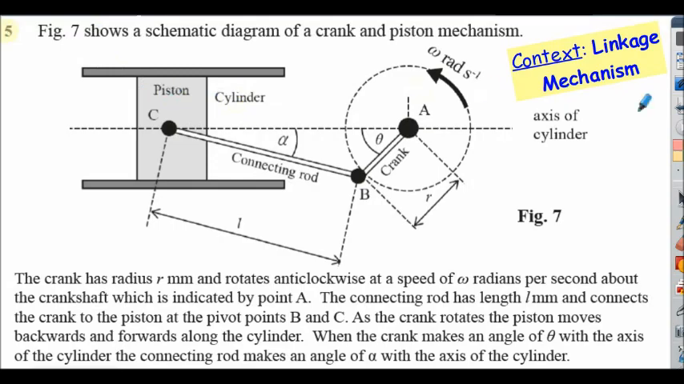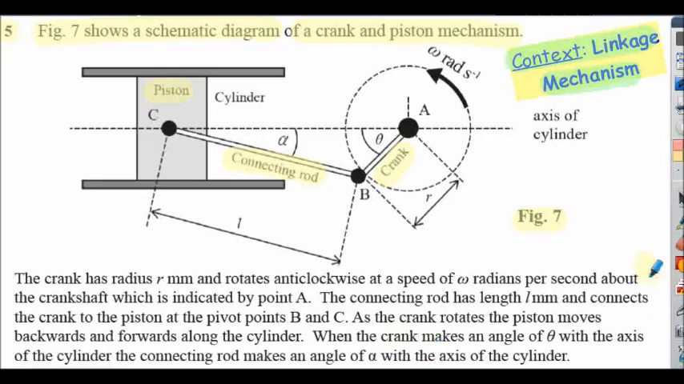Here's question 5. Context here relates to linkage mechanisms. So figure 7 below shows a schematic diagram of a crank and piston mechanism. Figure 7 here is sometimes referred to as a 3-bar chain. Here's the crank, here's the connecting rod, and here's the piston moving horizontally. So as the crank rotates in a circular sense, the connecting rod pushes and pulls the piston, which moves in a linear sense, a translational sense. So we've got gravitational motion into translational motion.